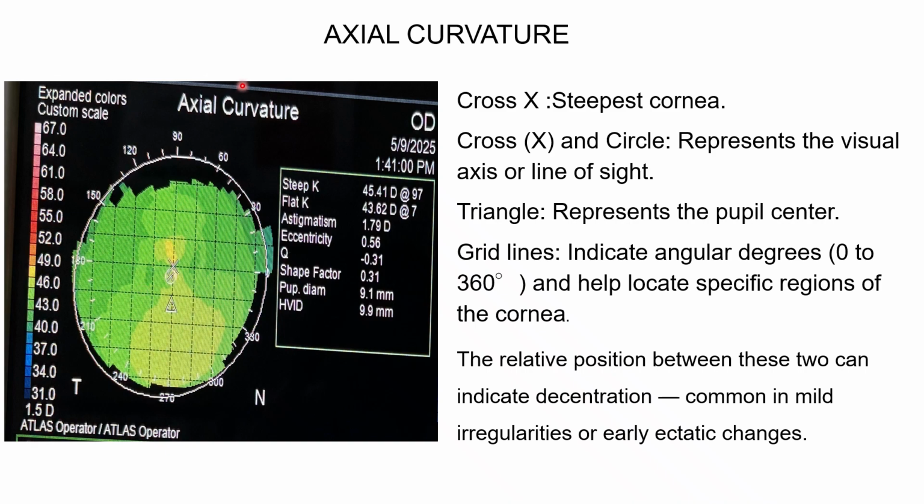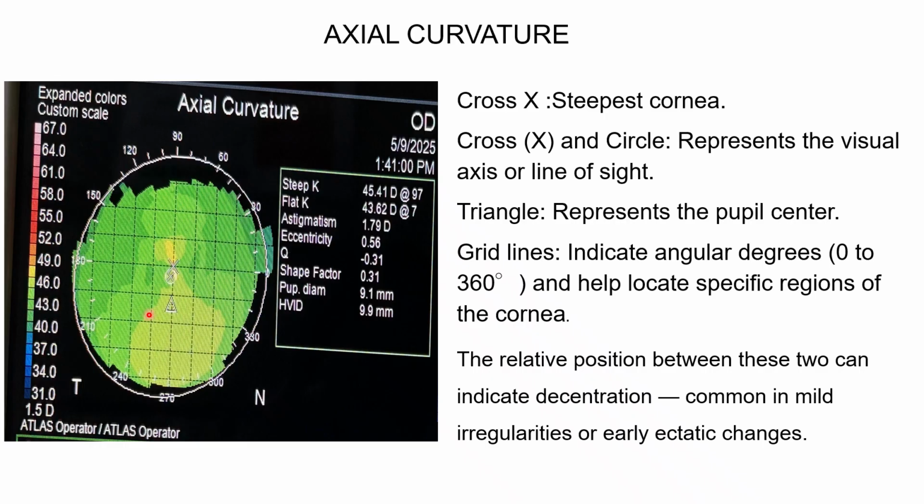And this axial curvature map tells about the curvature in reference to the visual axis, and it is the most common map which is used for interpretation of the corneal topography. But the limitation of this axial curvature map is that it is poor in detecting any localized abnormality. For that, we have to go for the tangential curvature map.